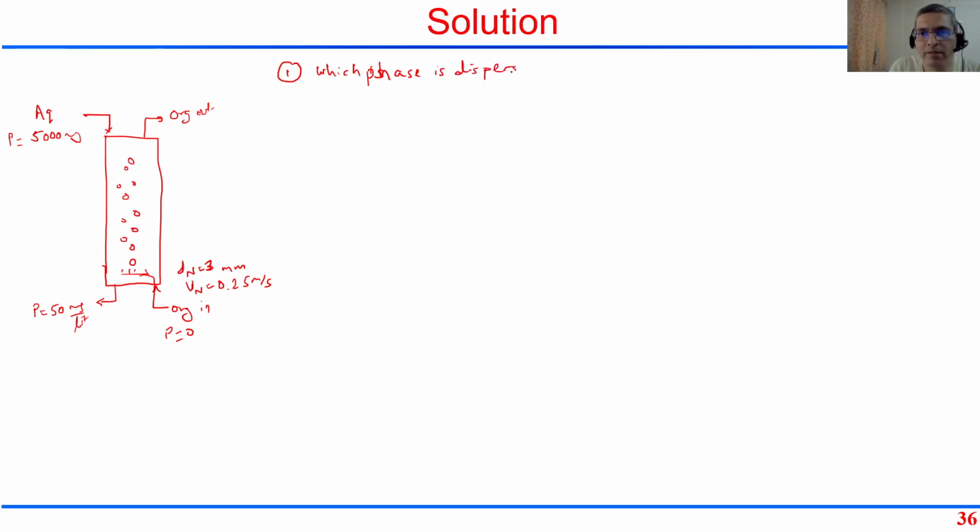Right now let's just make some choice, but we can always do the whole set of calculations with the second, aqueous dispersed, and we can see for ourselves which one requires bigger column, which one requires smaller column, and then accordingly we can decide. Right now we just assume something. So in this case assume organic.